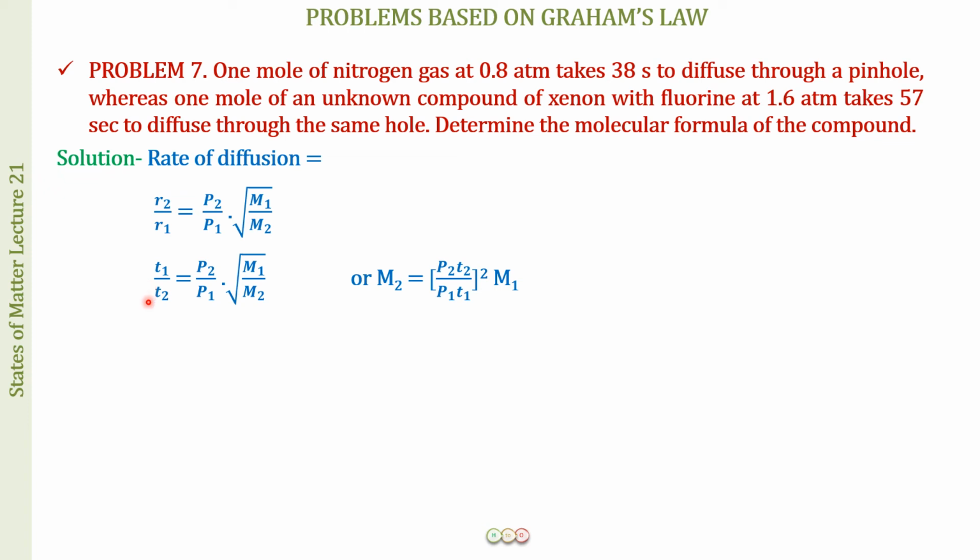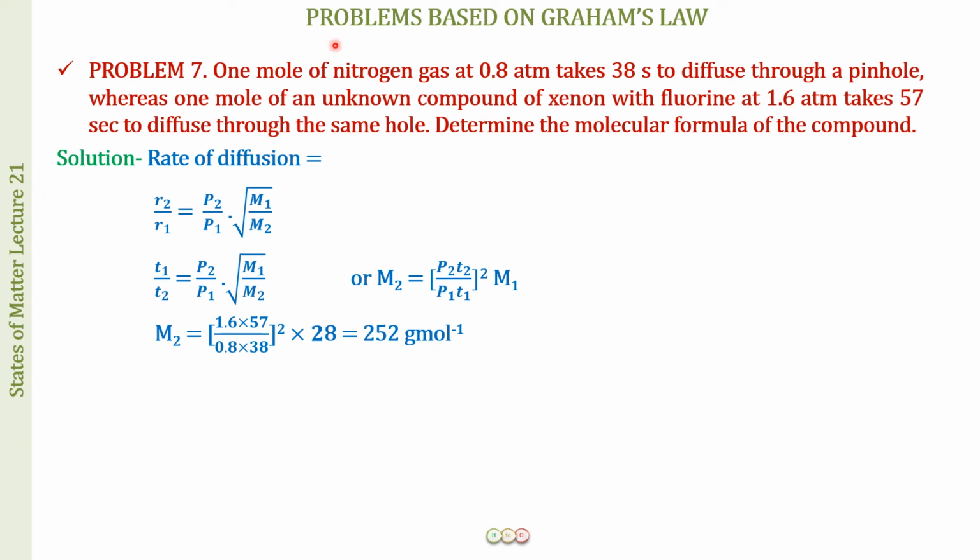So we have T1 by T2 equal to P2 by P1 into under root of M1 by M2, or you can write from this the value of M2 to be equal to P2 into T2 divided by P1 into T1, whole square, multiplied by M1. So from here you can find out the molecular mass of the compound of xenon with fluorine to be 252 gram per mole. Okay, this is, I think, a very clear, very simple thing.